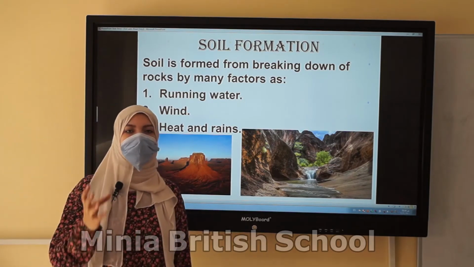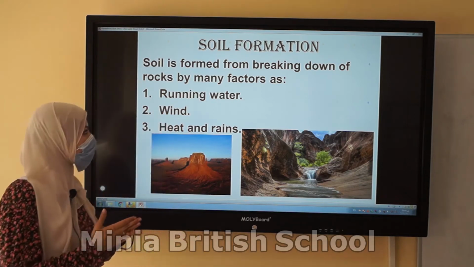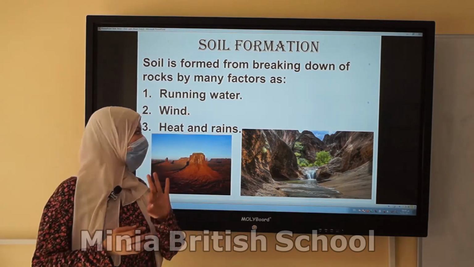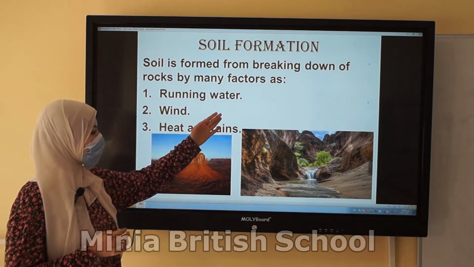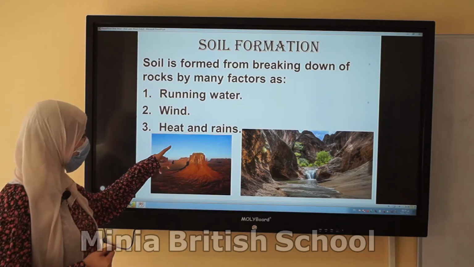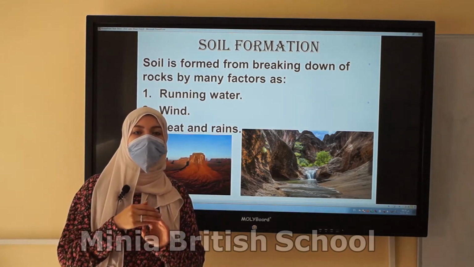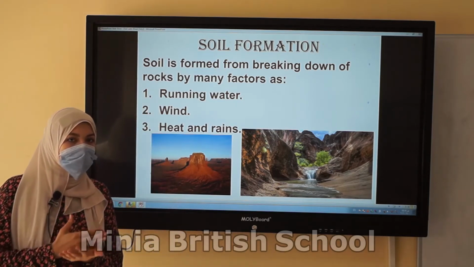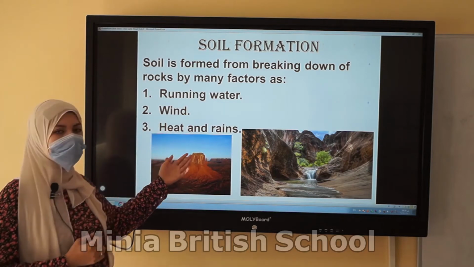How can the soil form? By breaking down the rocks. Breaking down what? Rocks. By many factors. There are 3 factors of soil formation, okay? First, running water. Second, wind, strong wind, and third, heat and rains. So for soil formation, there are 3 factors that break down rocks. Again, running water, wind, and heat and rains.